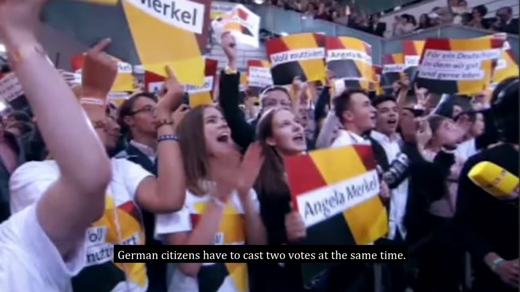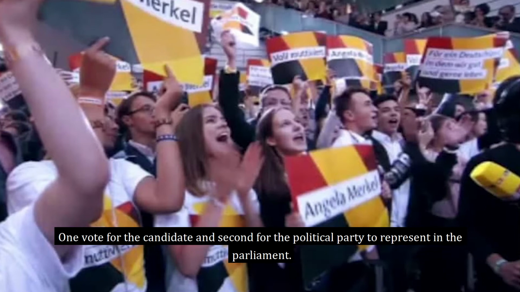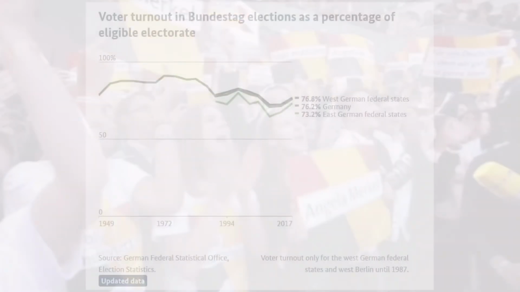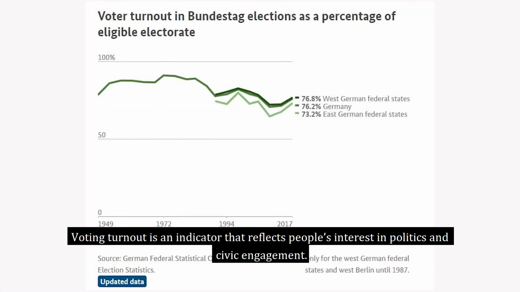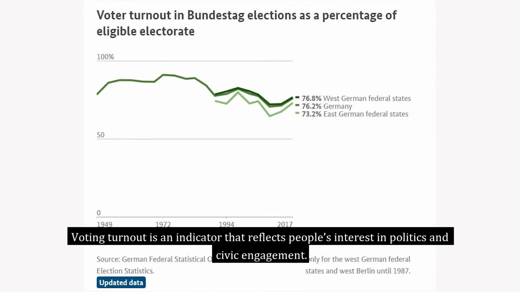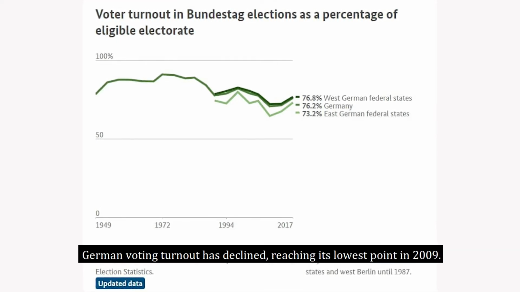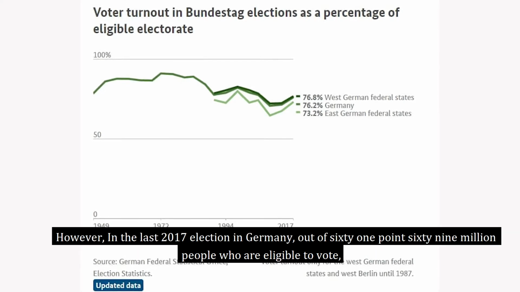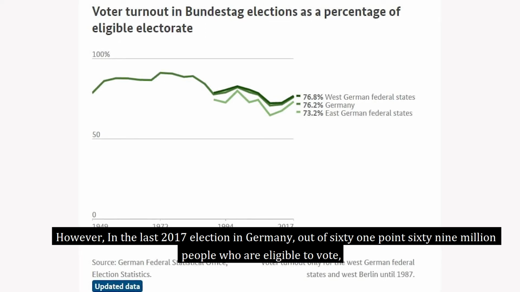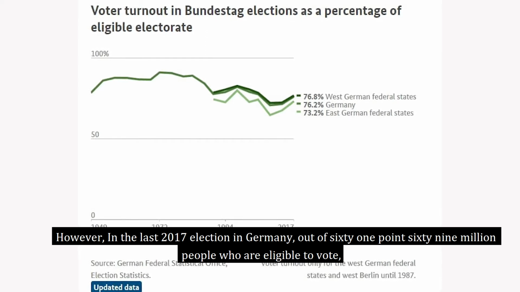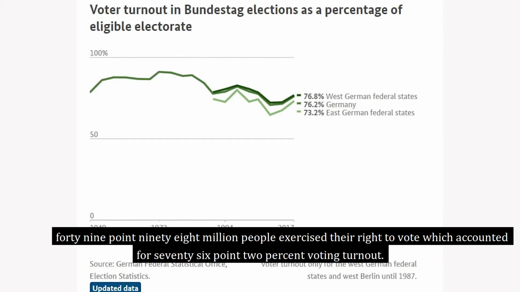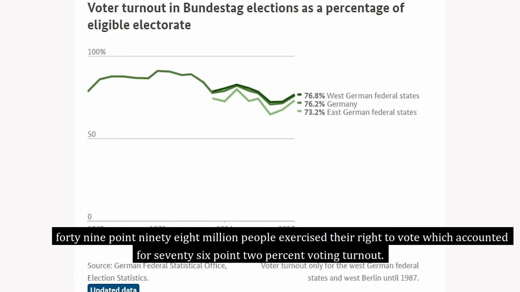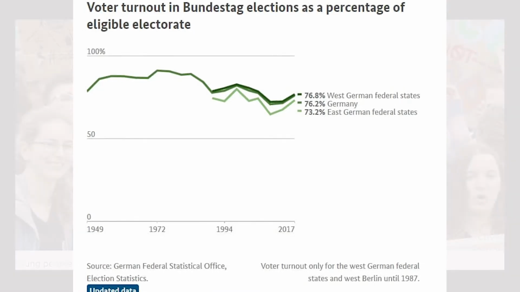German citizens have to cast 2 votes at the same time, 1 vote for the candidate and the second for the political party to represent in the parliament. Voting turnout is an indicator that reflects people's interest in politics and civic engagement. German voting turnout has declined, reaching its lowest point in 2009. However, in the last 2007 election in Germany, out of 61.69 million people who are eligible to vote, 49.98 million people exercised their right to vote, which accounted for 76.2% voting turnout.